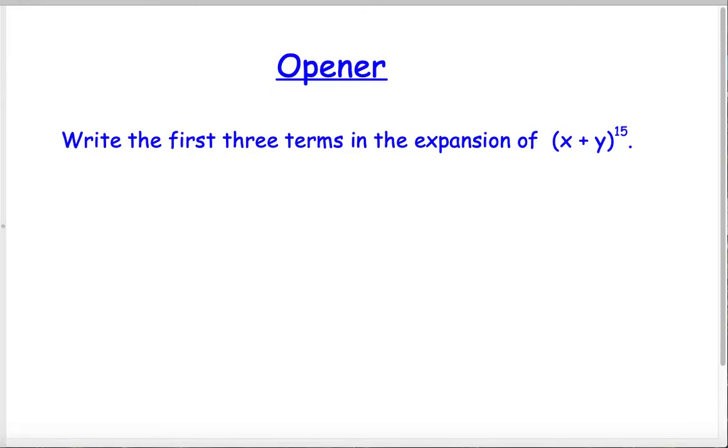So first let's write it out. We know that we have x to the 15th and y to the 0. And then we'll have x to the 14th, y to the 1st. And then we'll have x to the 13th, y to the 2nd, etc., etc. This only wants the first three terms, so I'm well on my way.